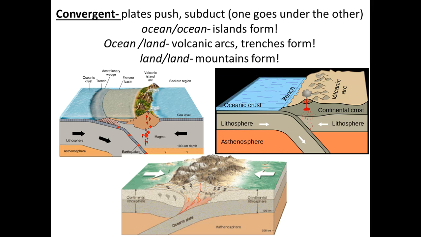Convergent is when those plates push together. There's a subduction zone that forms. So a subduction zone is anytime one convergent plate is going underneath another one. So we get three different kinds: ocean to ocean, ocean to land, and land to land. Land to land is when we get our mountains forming.